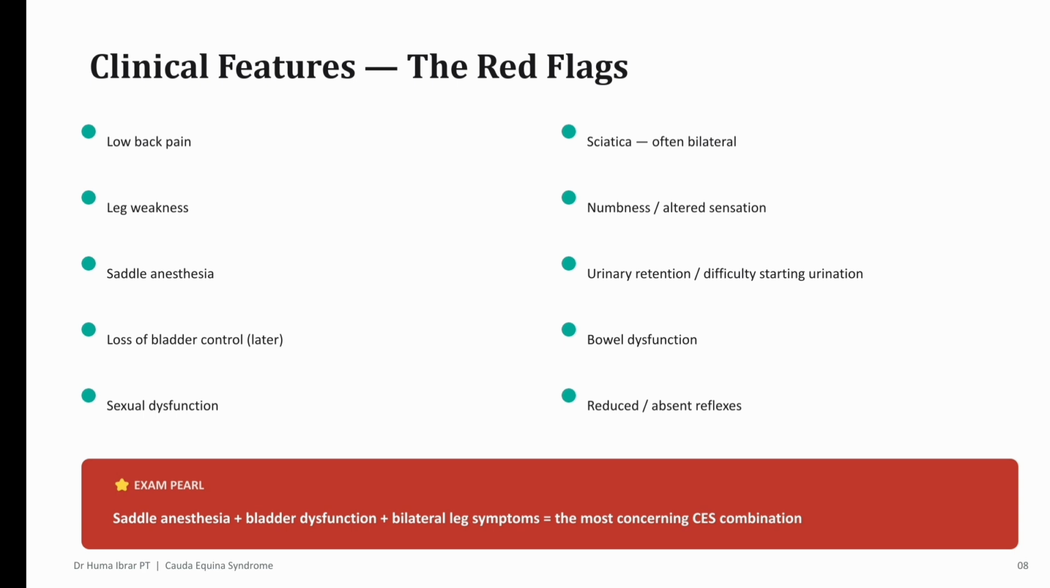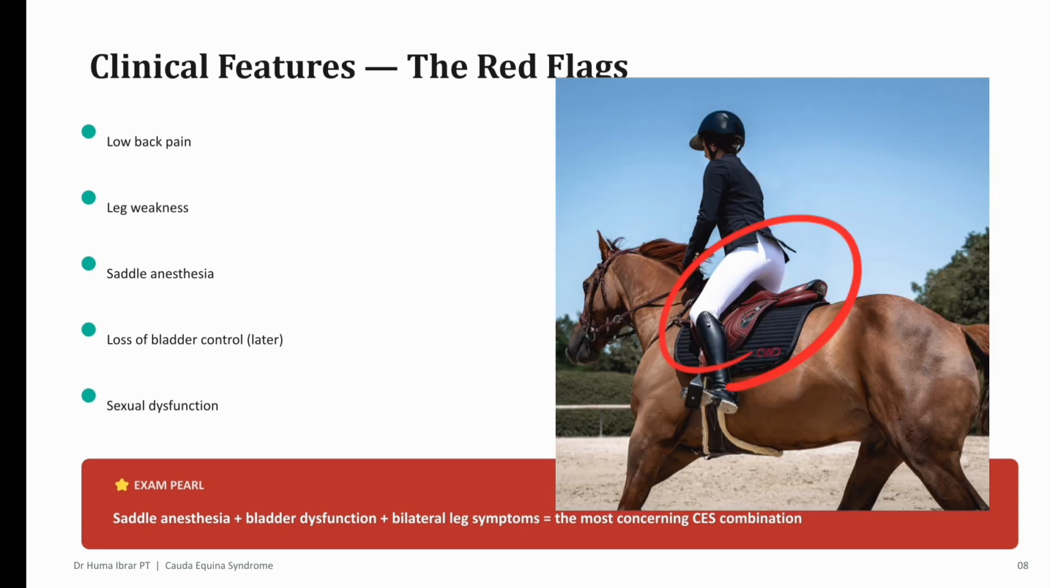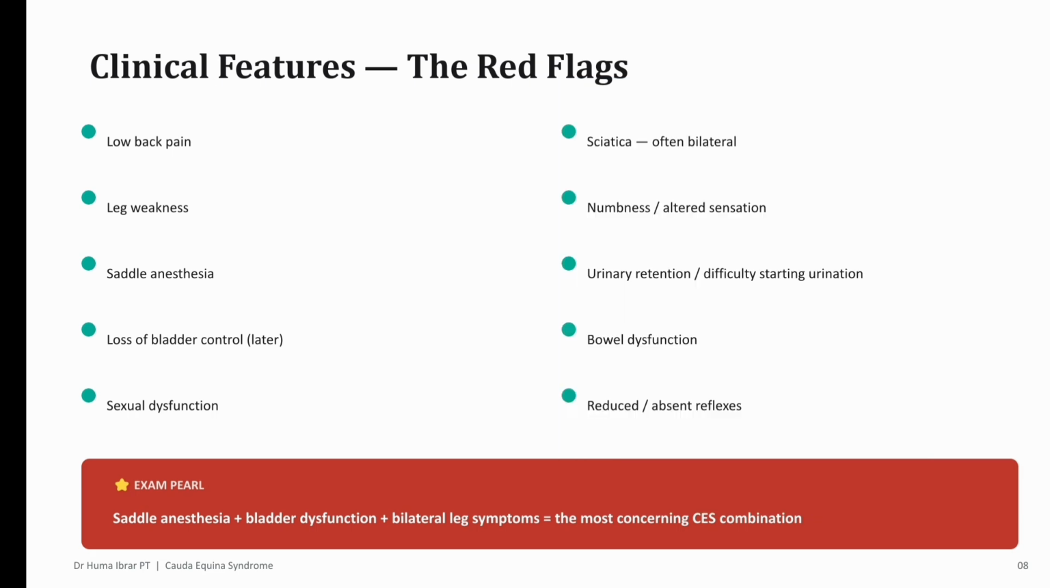Coming towards the clinical features, important symptoms include low back pain, sciatica often affecting one or both legs, leg weakness, numbness or altered sensation, saddle anesthesia, numbness around the perineum, buttock, and the inner thighs. Saddle anesthesia covers all the area that touches the saddle of the horse. Urinary retention or difficulty starting urination, later loss of bladder control, bowel dysfunction, sexual dysfunction, reduced or absent reflexes may occur.